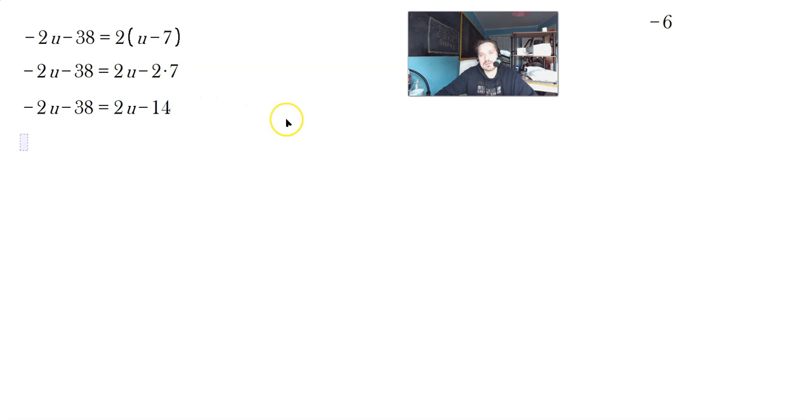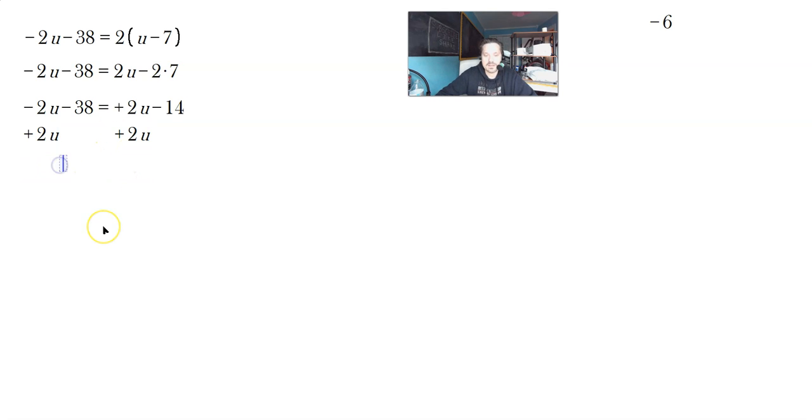Now from here, what we want to do is gather the u's on one side and the constants on the other side. You can do this in a couple different ways. You can move the negative 2u, or you can move the positive 2u. So this is a positive 2u. Just remember that. So what I'm going to do is add 2u to both sides this way. I'm going to add a 2u here, and I'm also going to add a 2u here.